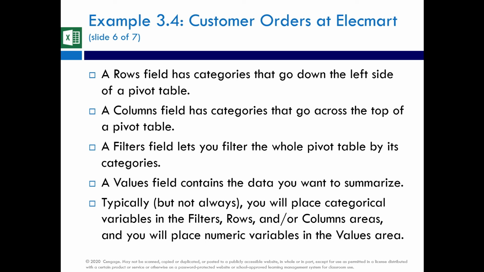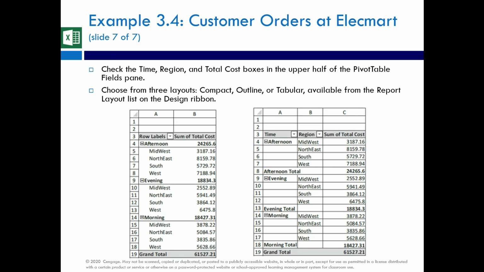Customer orders in Elk Mark. A rows field has categories that could go down the left side of the pivot table. A columns field has categories that go across the top. Filter lets you filter the whole pivot table by its category. A values field must contain data you want to summarize. Typically, but not always, you'll place the category variables in the filter, rows, and columns areas, and you'll place numeric values in the values area. So this kind of breaks it down.